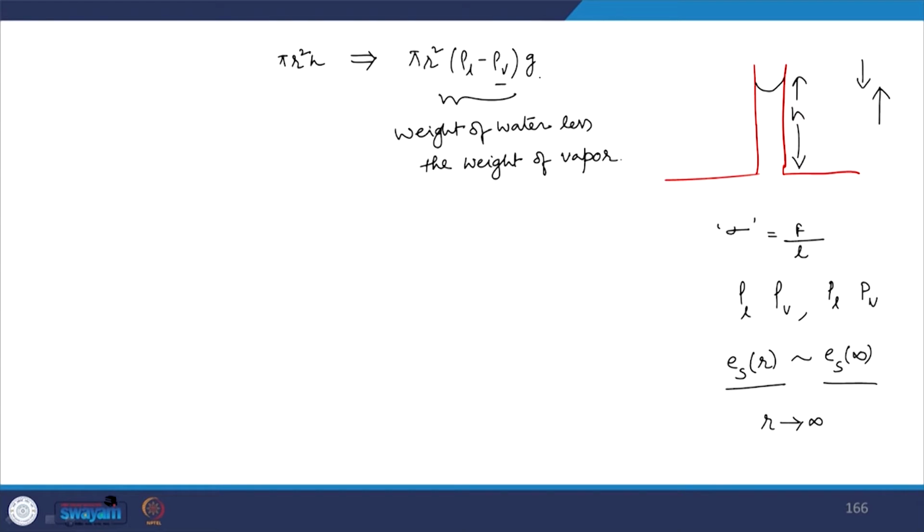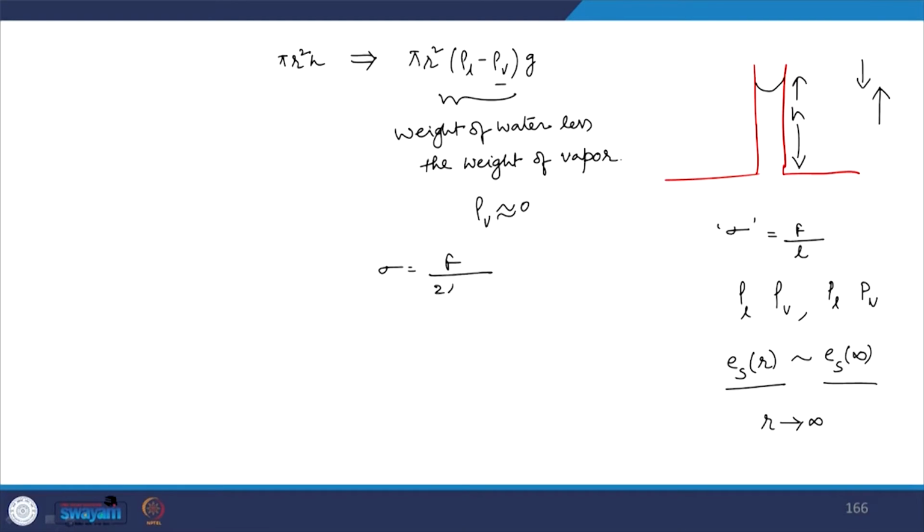So, since the density of vapor is negligible in comparison to the density of water, we can consider rho V to be approximately equal to 0 in comparison to rho L. So now the weight must be balanced by the force created by the surface tension in the meniscus of the tube. This weight that is trying to come down must be balanced by the surface tension in the meniscus of the tube.